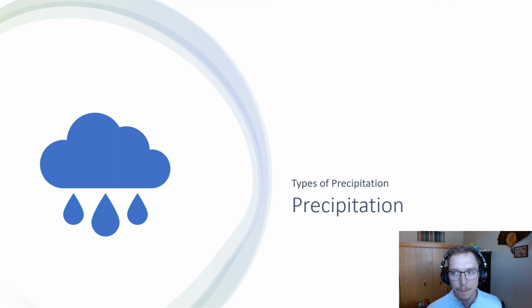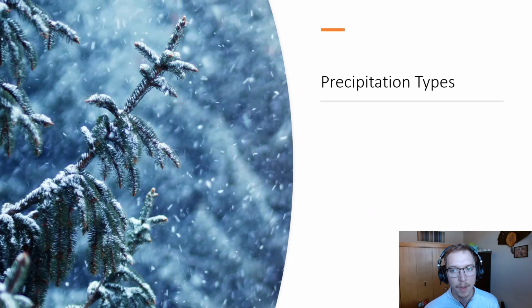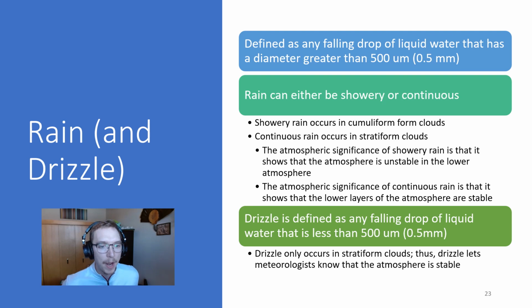Moving on to the types of precipitation, we've got a number that we're going to go through. First off is rain. Rain is defined as any falling drop of liquid that has a diameter greater than 500 micrometers, or half a millimeter. Rain can either be showery or continuous. Showery rain comes from cumuliform clouds, continuous rain from stratiform clouds.